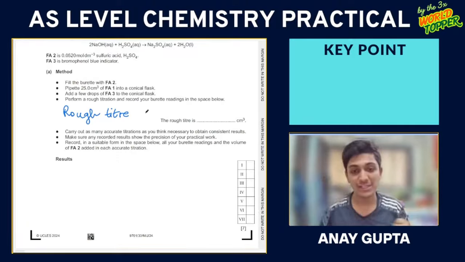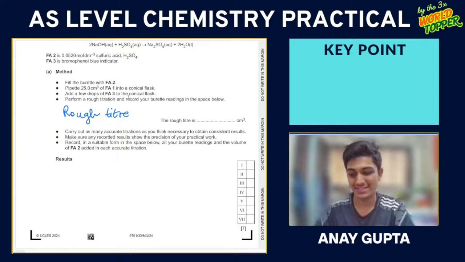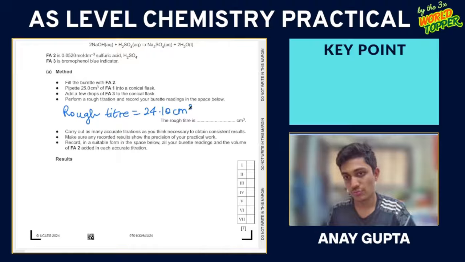Okay, now let's begin with a rough titer. So let's say that I remember my actual reading was somewhere around 23.7 or 23.8. Okay, so let's say my rough titer is equivalent to 24.10 centimeter cube.